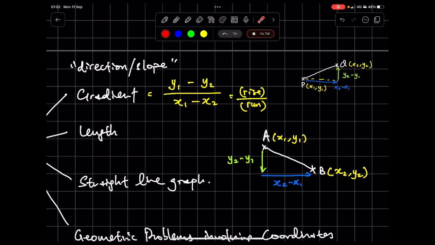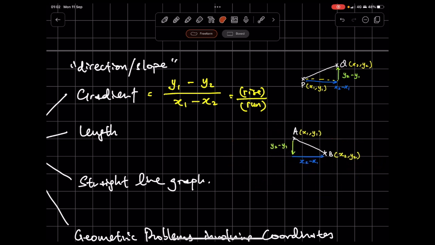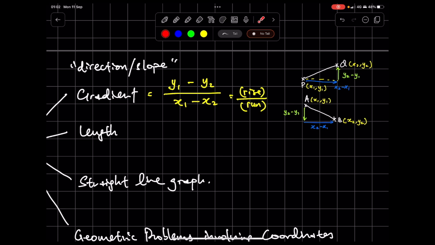If you want to do a bit of exploring, you can sub in some different numbers. Maybe you can even try to swap it around. Instead of y2 minus y1, you change it to y1 minus y2, x1 minus x2. It doesn't matter. Whether you do 1 minus 2 or 2 minus 1, you still get the same gradient.